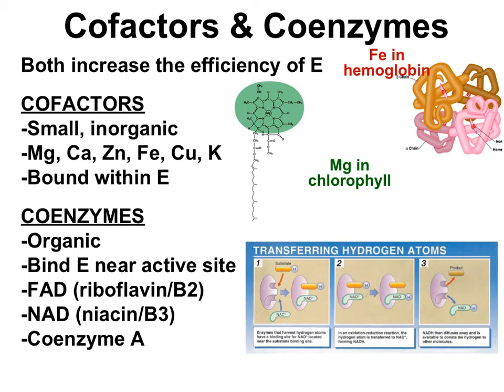Coenzymes, which are a little bit bigger, bind the enzyme near the active site. We'll see some examples of coenzymes that include a molecule called FAD and another one called NAD. They're going to be the main ones that we're looking at.